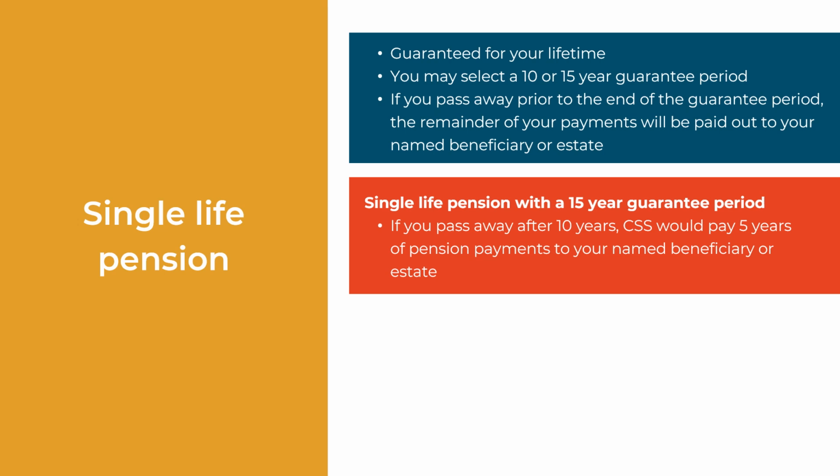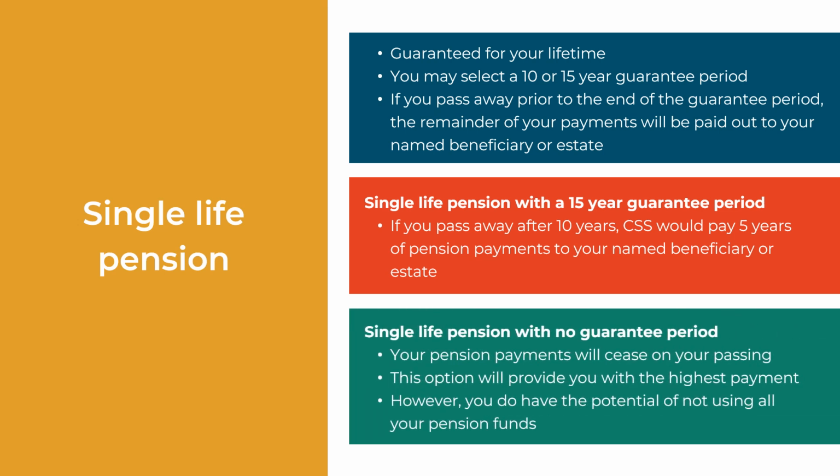Let's say you start a single life pension with a 15-year guarantee period. If you pass away after 10 years, CSS would then pay 5 years of payments to your named beneficiary or your estate. If you choose the single life option with no guarantee period, your pension will cease on your passing.